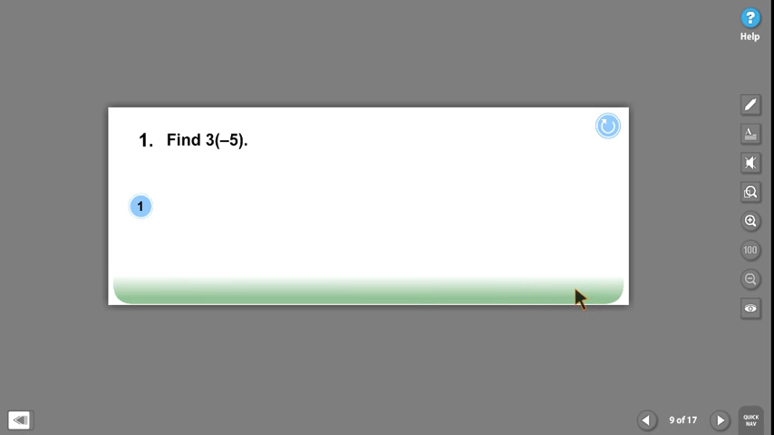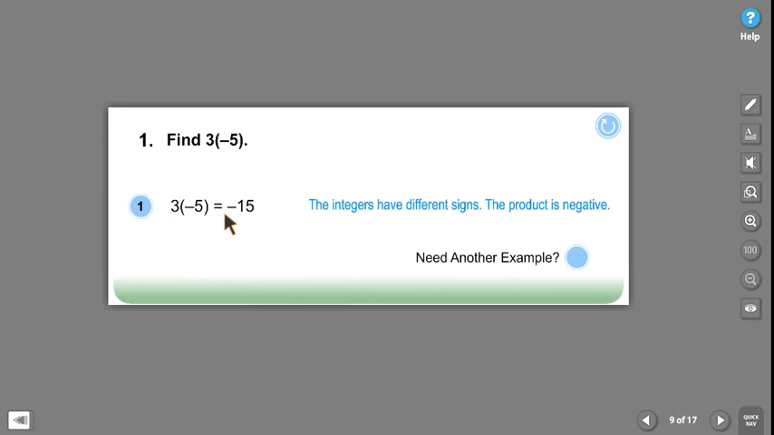I'm going to start by going over examples starting on page 234. Example 1. Find positive 3 times negative 5. Now these are two different signs, and multiplying integers with two different signs will result in a negative product. So 3 times negative 5 is negative 15. The integers have different signs, so the product is negative.